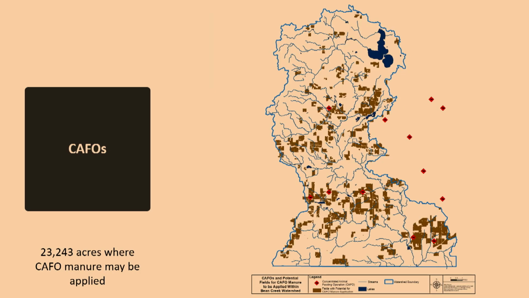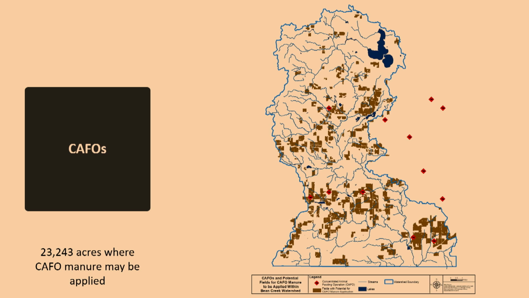Another component of the desktop is livestock operations. So in regards to CAFOs, the concentrated animal feeding operations, EGLE permits those facilities. So we have information on where those operations are located and where they potentially spread manure. So the red diamonds are the actual locations of CAFO operations. This is the Bean Creek Watershed as an example.